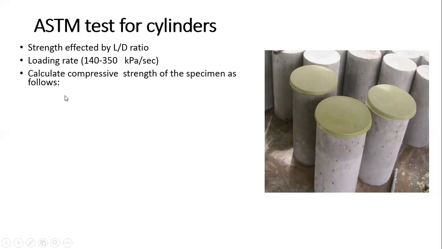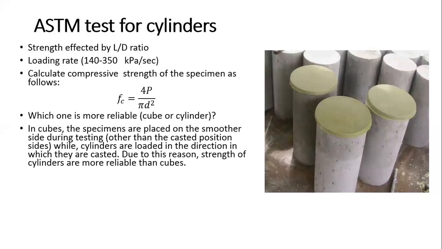Calculate the compressive strength of the specimen as follows. Fc is equal to P divided by pi by 4 d square. Which one is more reliable? Now the question is whether the cube strength or the cylinder strength is more reliable. The answer is that in cubes, the specimens are placed on the smoother side during testing. When you put the cylinders in the testing machine, you have to put them in this fashion, in the vertical position.